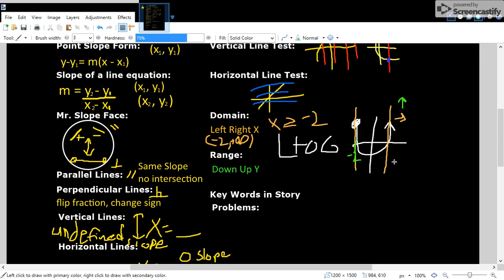Okay, range is down, up, y. So you take your other highlighter, you draw a line for the lowest y value, that's right here, this minimum, and then the highest one, that's the arrow. Okay, so our lowest, let's say that's like negative 1 right here. And our highest is an arrow. The arrow's pointing up, so that's positive infinity. So our range in this case would be negative 1 to positive infinity.